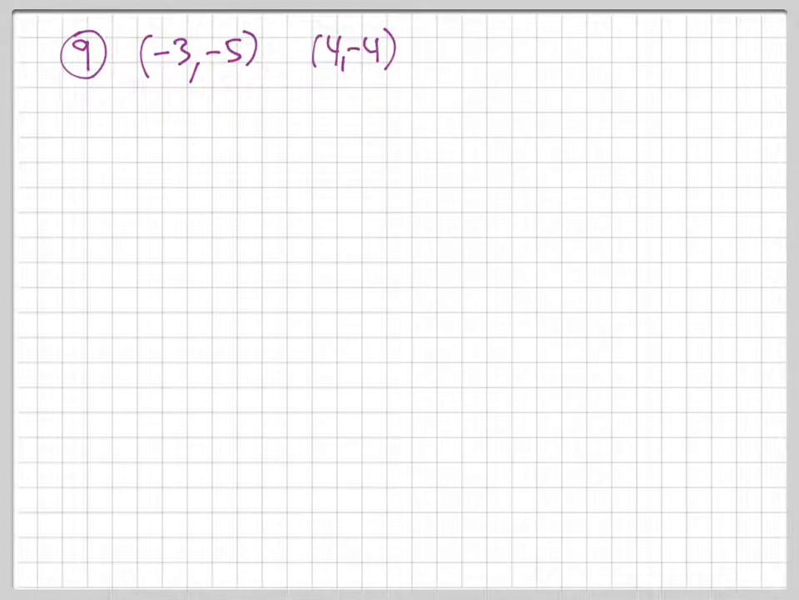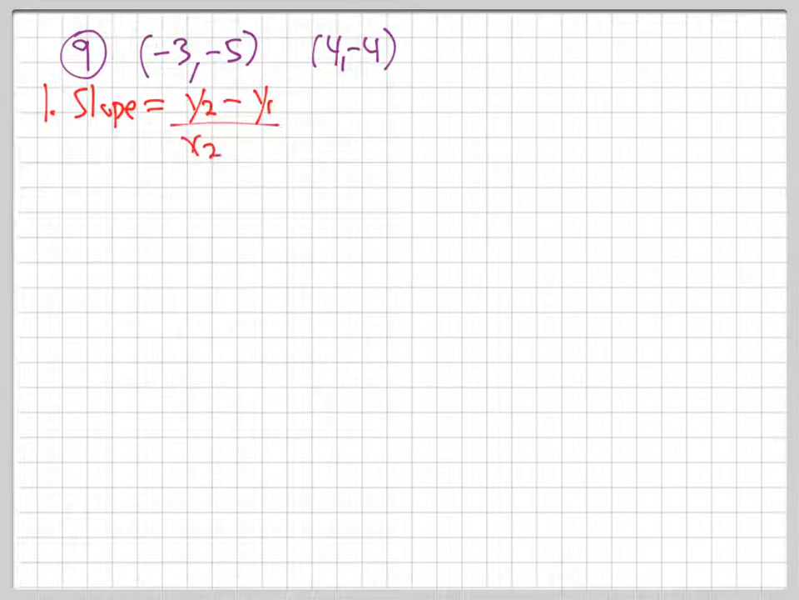Jump in as well. So step 1, the slope, y2 minus y1 over x2 minus x1. So this is x1, y1, x2, y2.